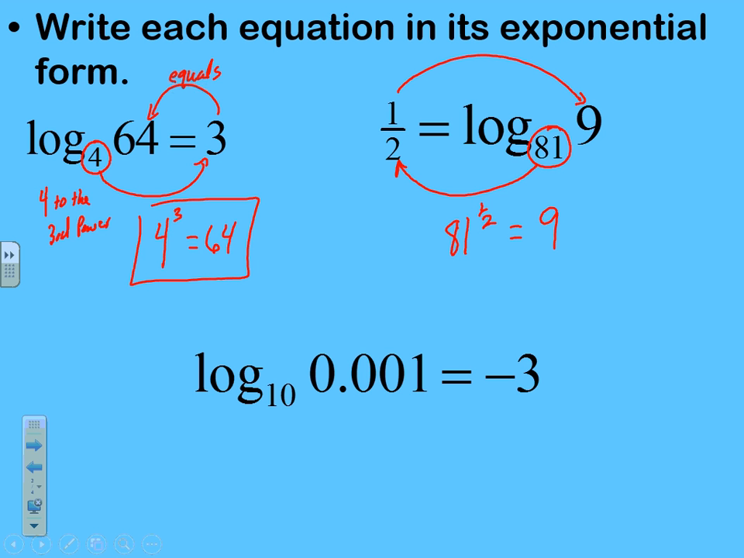And the last one, 10 is the base. So I'm going to say 10 raised to the negative third power must equal whatever this other number is, in this case 0.001. And that's pretty much it as far as how you convert a log into an exponent.